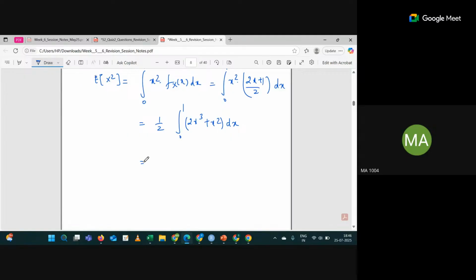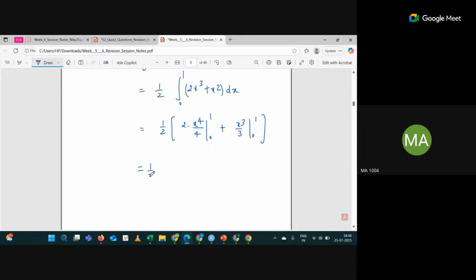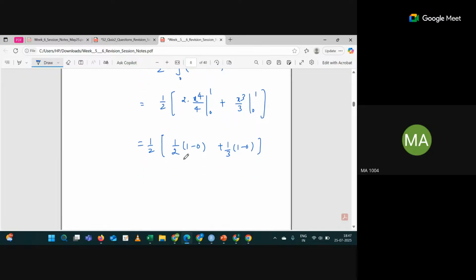Or let me do it quickly so that I can give you some idea. Okay, so this will be 1 by 2. If I integrate this, this will be 2 into x raised to power 4 divided by 4, 0 to 1, and this will be x cubed divided by 3, 0 to 1. So this will be 1 by 4, 2, and this will be 1 by 2 again, 1 minus 0 plus 1 by 3, 1 minus 0. So basically, if you solve this, this will be 5 by 12. Okay, so this is the expected value of x square you got.